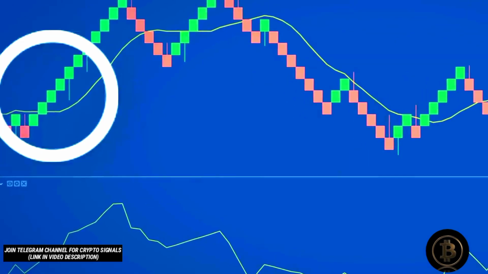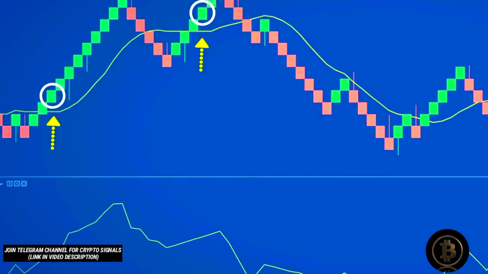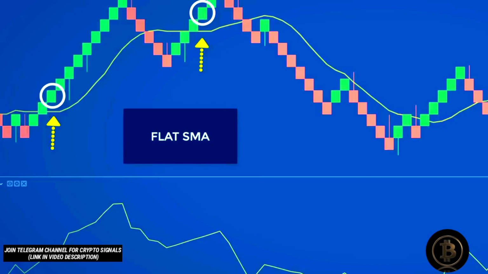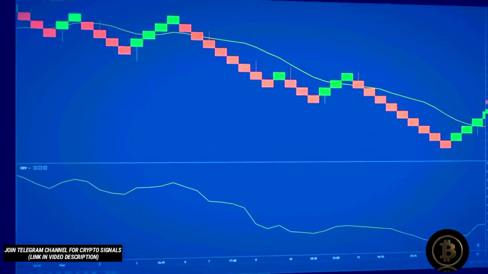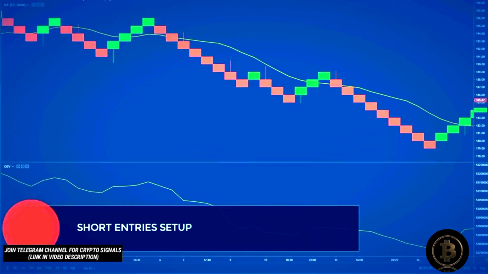In our case, the first 2 signals appeared when the 10 SMA was flat. So a conservative trader would have ignored these signals and focused on the last ones, when the slope was clearly pointing upward. And here is the setup for a short signal.